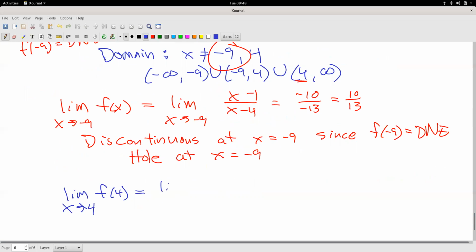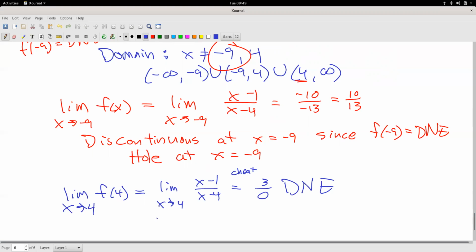And I'm going to use the new version of the function because it's simpler. So as x approaches 4 of x minus 1 over x minus 4. Now, if I try to cheat and plug in x equals 4, I get 0 in the denominator, right? So cheat, plug in 4, 4 minus 1 is 3, 3 divided by 0. So the function definitely does not exist there. But what's happening?